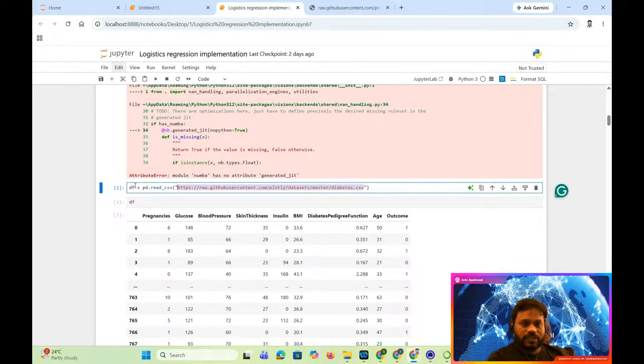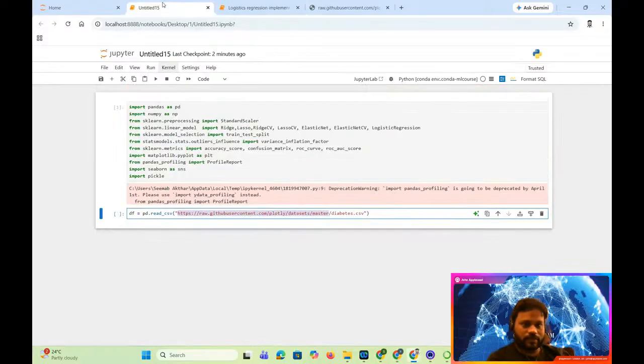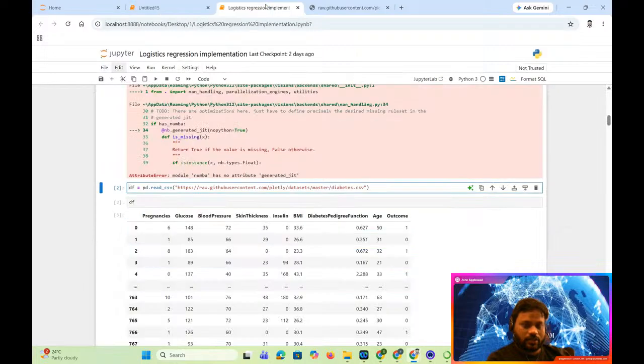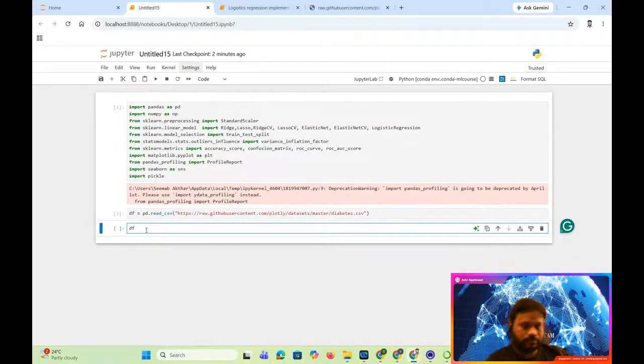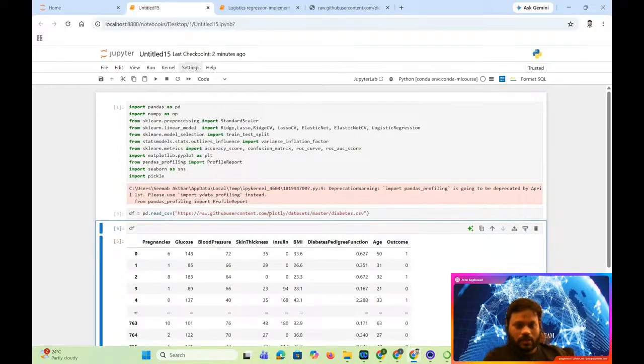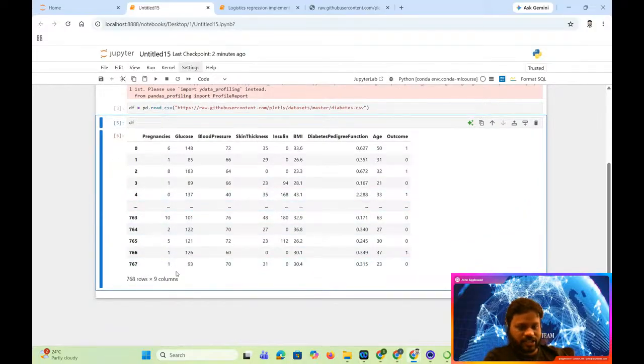Now I'm going to fetch it with pandas into a data frame, so I'm just doing this. Now this has been done. Now go to df. See, there are 768 rows and 9 columns, and this is health monitoring data: pregnancies, glucose, blood pressure, insulin, BMI, diabetes pedigree function, age, and outcome, which is 1 and 0. The logistic regression outcome is already given.